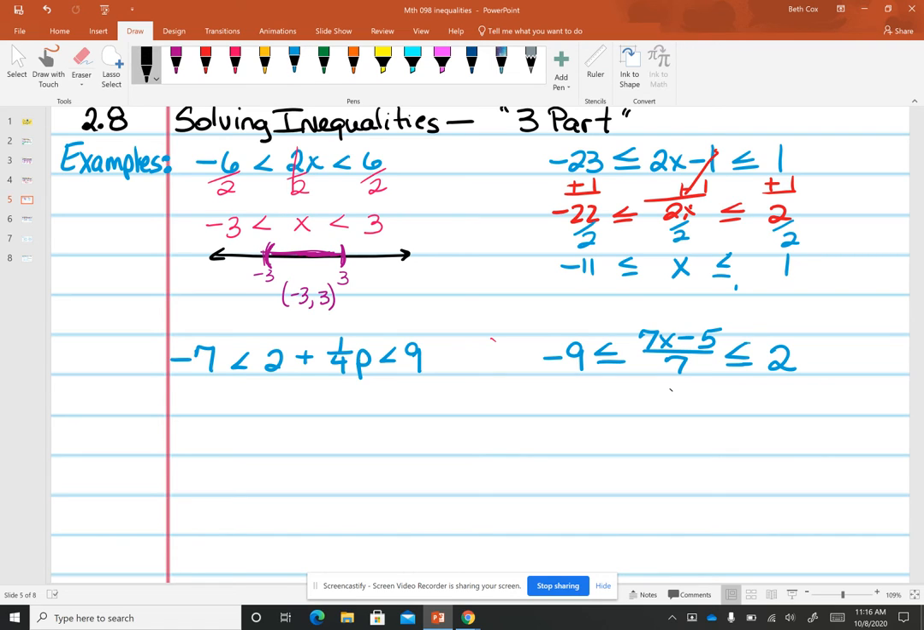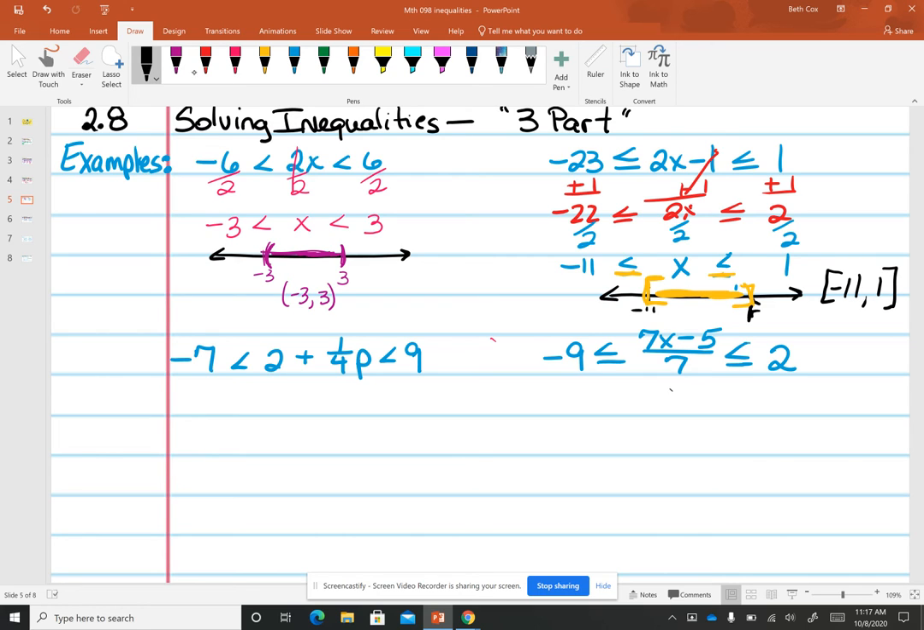So now my answer is the numbers between -11 and 1. And I've got equals on both ends. So I've got an equals here, so I'm going to bracket on the -11. I have an equals here, so I'm going to bracket on my 1. And so for interval notation, -11, 1, and brackets on both.